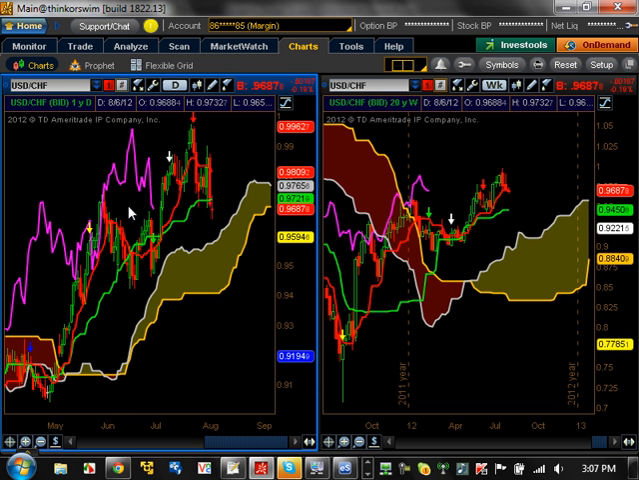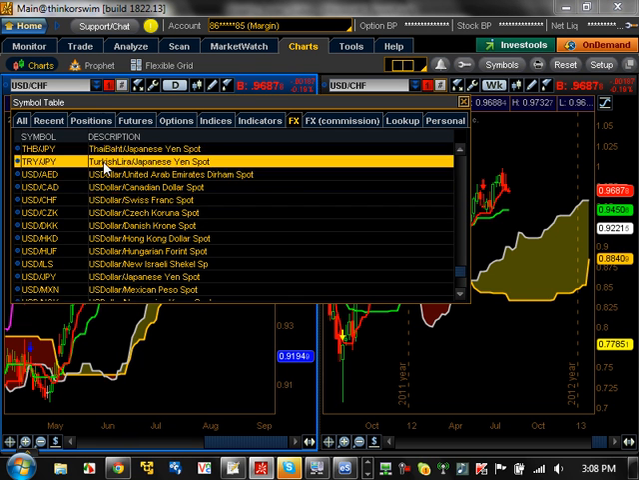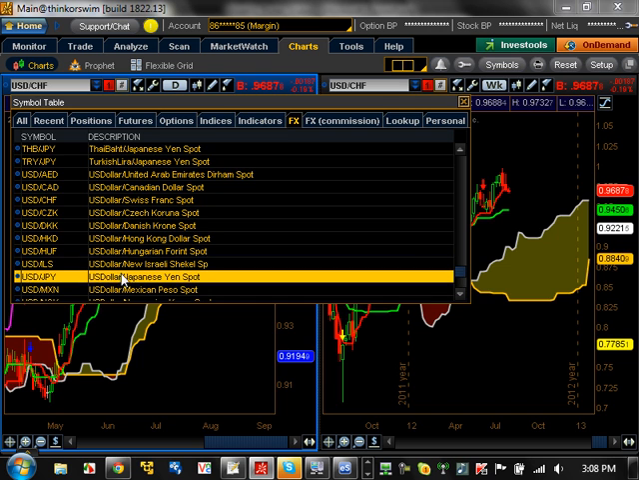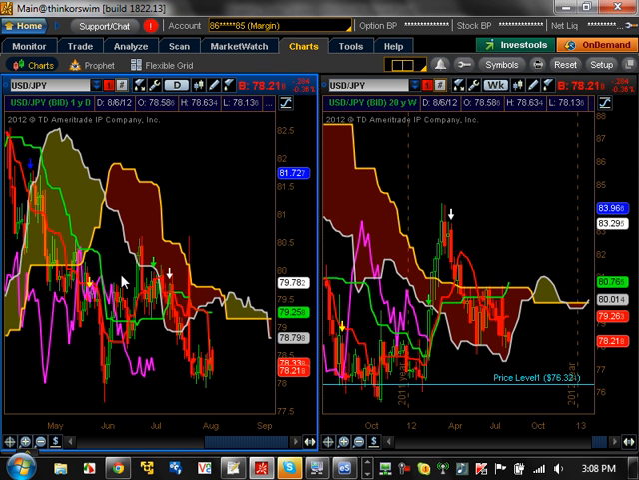US Swissy, nothing really going on at all. The daily just looks really weird. It's better to trade Australian Swissy and New Zealand Swissy than this one. So be very picky with what currency pairs you pick.